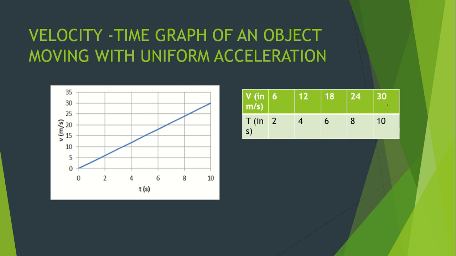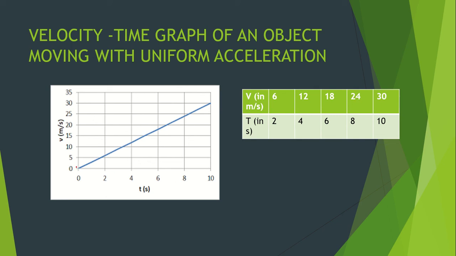So you can see very clearly from the table that the velocity is continuously increasing. And have you noticed that velocity is increasing equally in equal intervals of time? In every 2 seconds there is equal increase. There is increase of 6 meter per second. 12 minus 6 gives you 6. 18 minus 12 again gives you 6. 24 minus 18 gives you 6. 30 minus 24 gives you 6.